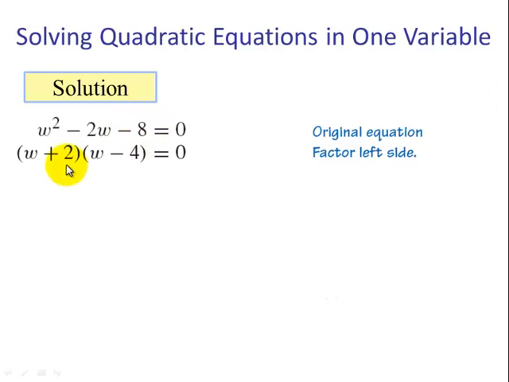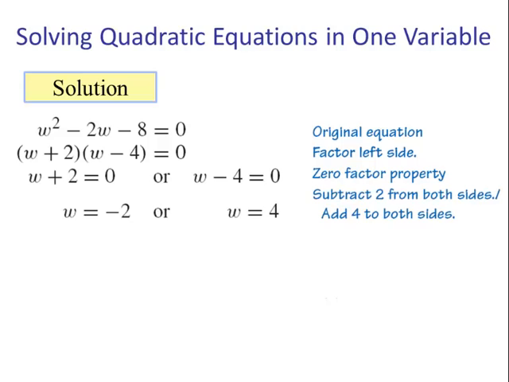The next step, use the zero product property. Either w plus 2 is 0 or w minus 4 is 0. So we set these binomials equal to 0 and we solve. Here I'm going to subtract 2 from both sides. We get w equals negative 2. For this equation I add 4 to both sides and I get w equals 4.